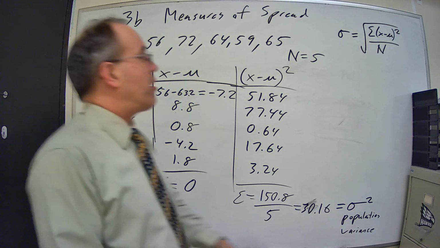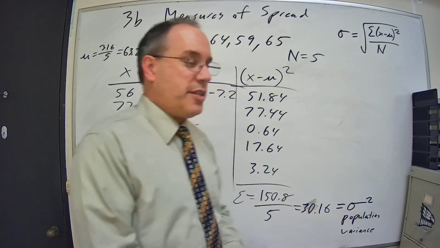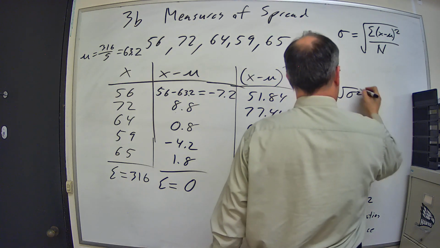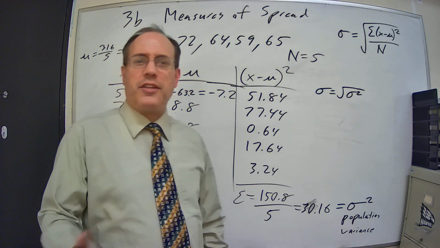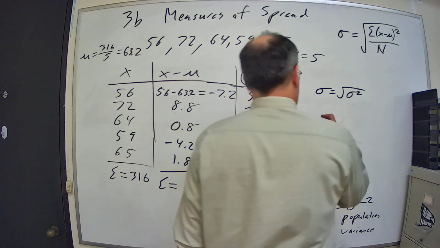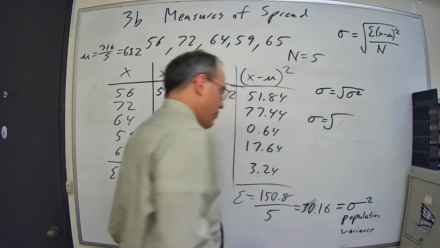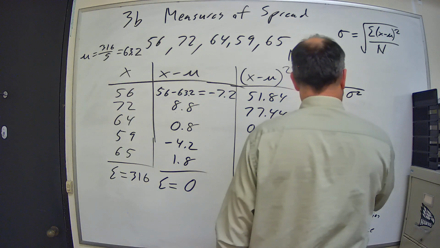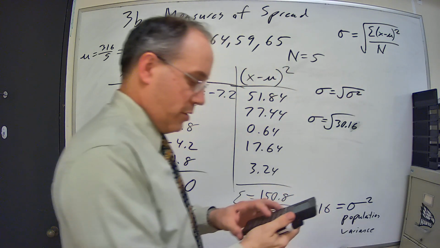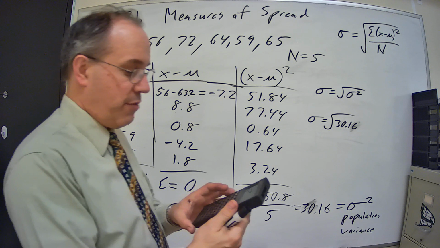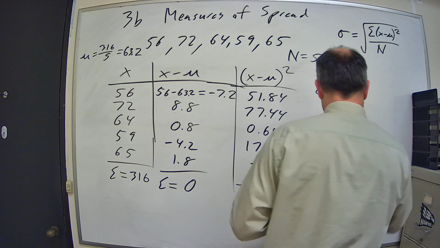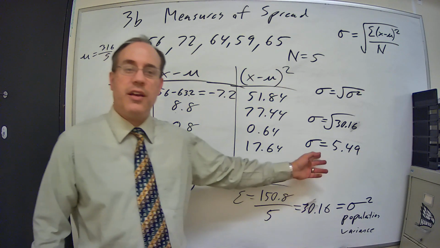And then to find our population standard deviation, we just take the variance and take the square root of it. My favorite formula, sigma is equal to the square root of sigma squared. x is equal to the square root of x squared, right? If you square something and then take the square root of it, you get back whatever you started with. So sigma is equal to the square root of 30.16. So the square root of that is about 5.49. So sigma is equal to 5.49. So our population standard deviation is 5.49.